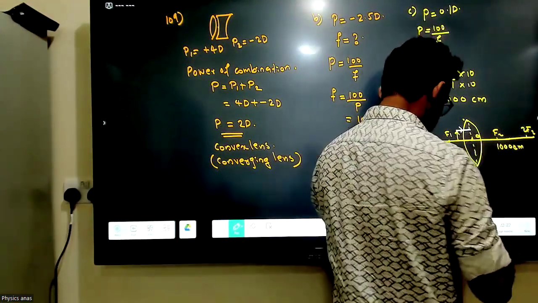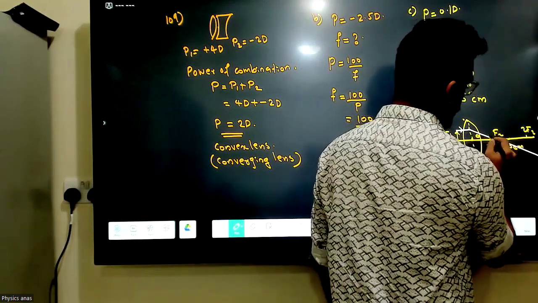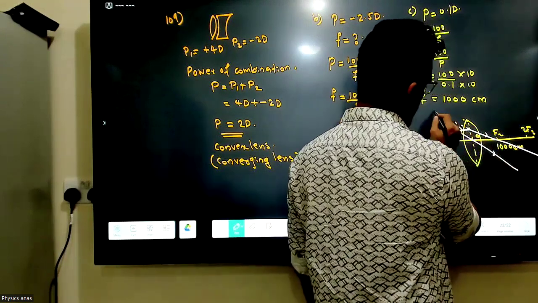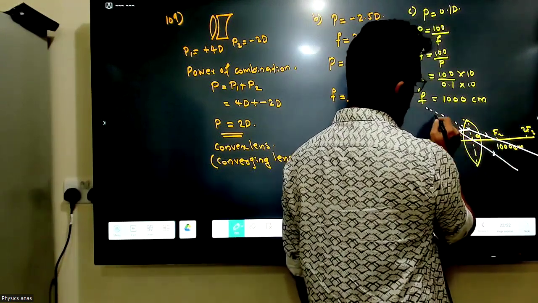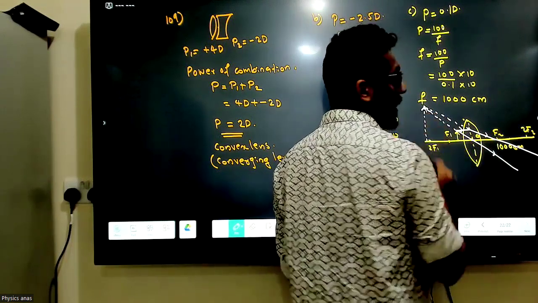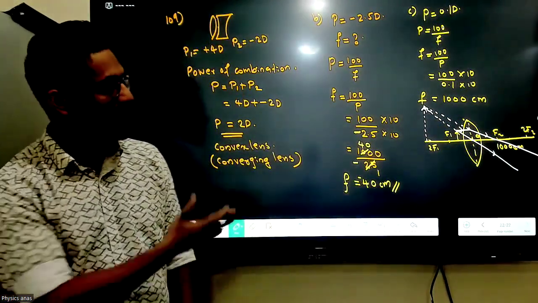The first line will be like this, and it will pass through F2 like this. The second line will be like this. And you can extend them. If you extend the light rays, you will get a point here. At that point, you will get an image. This will be the diagram.